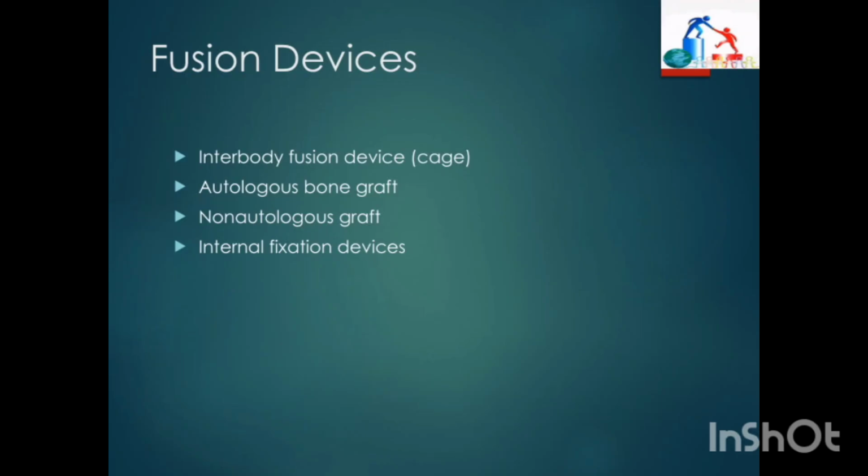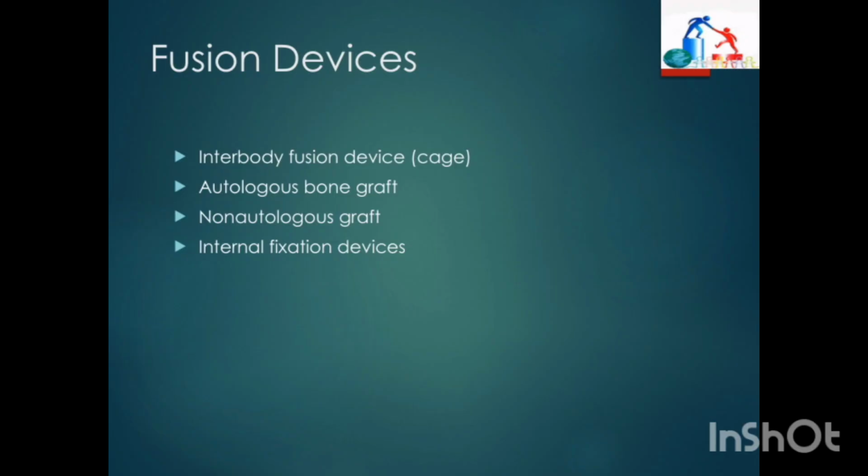Now, let's take a closer look at some of the key components involved in spinal fusion procedures. First, we have the interbody fusion device, commonly known as a cage. This device is inserted between the vertebrae to provide stability and a scaffold for bone growth. It plays a crucial role in supporting the spine as the fusion process takes place.